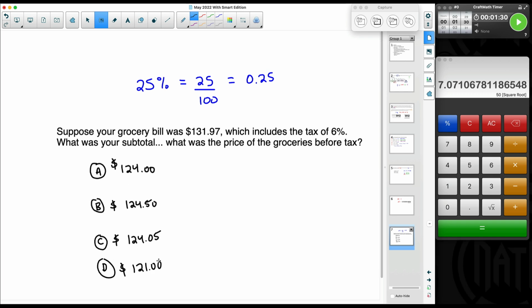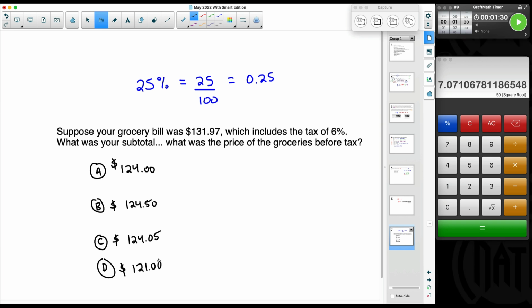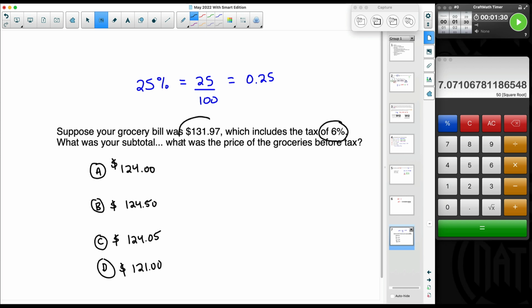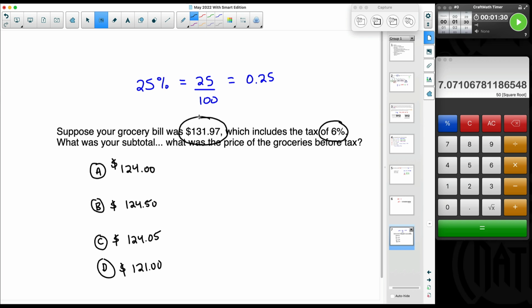What you don't want to do is this, y'all. I see $124.05 coming in. What you're doing there is you're multiplying the 6% by the price, which already includes the tax. And that's not what we want to do here.